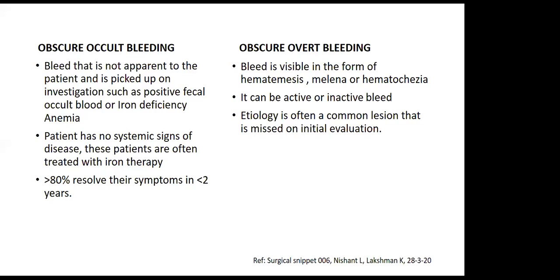In obscure occult bleeding, if the patient has no systemic signs of disease after repeated endoscopies, we consider the patient as iron deficiency anemia and give the subsequent iron therapy. 80% of the obscure occult GI bleeds resolve their symptoms within a few years.